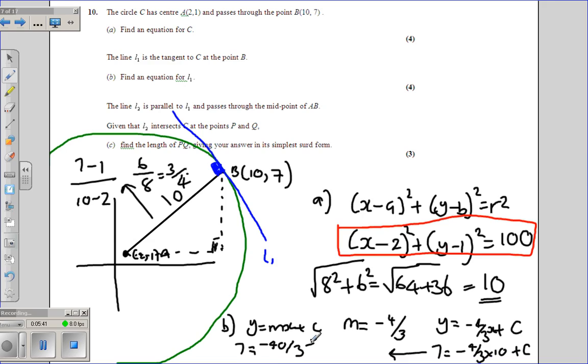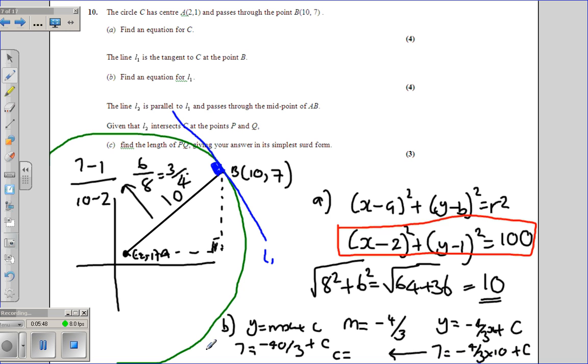Plus c. So c equals, take the minus 40/3 over, so you get 40/3 plus 7. I'll just use a calculator. 40/3, that's 40 divided by 3. Add 7, and we'll get 61/3.